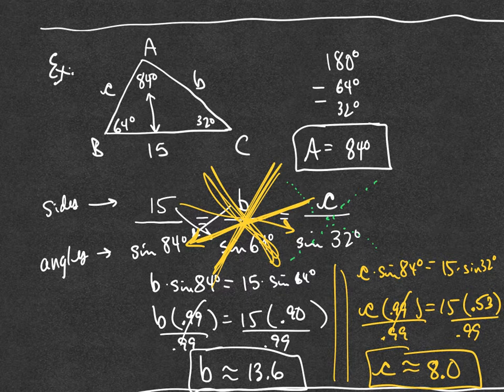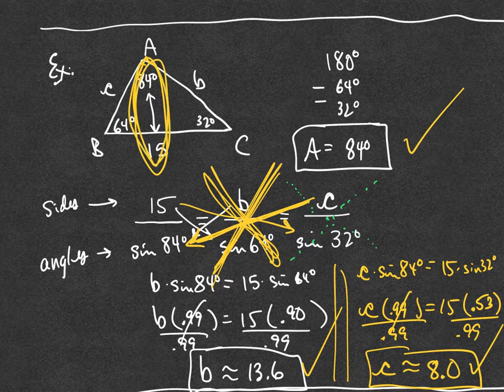Okay, so what we found were the 3 missing pieces: the missing angle, the first missing side, and then the second missing side. So we have all 3 missing pieces. Okay, and we were able to use law of sines because we were able to figure out a pair.